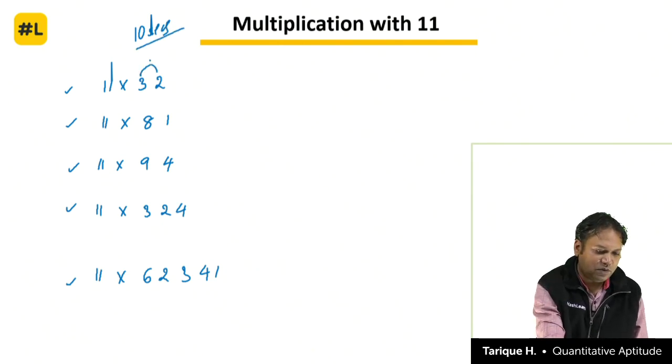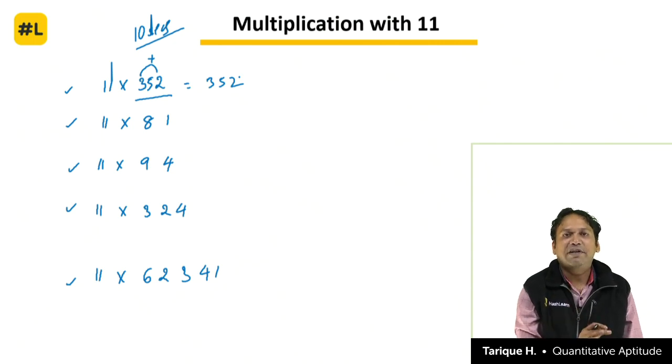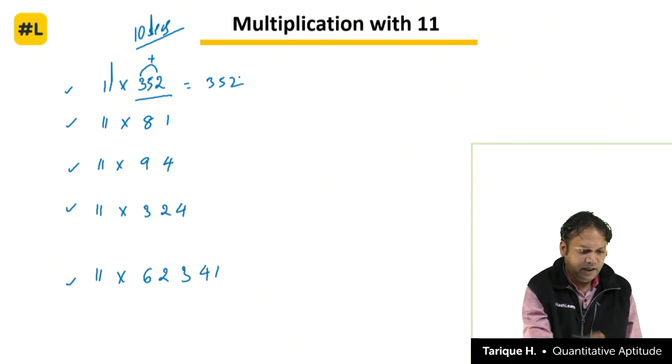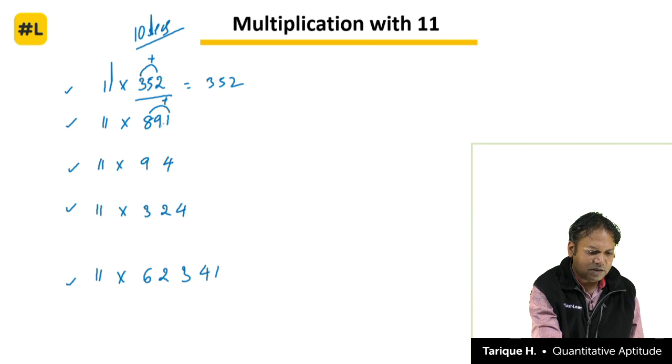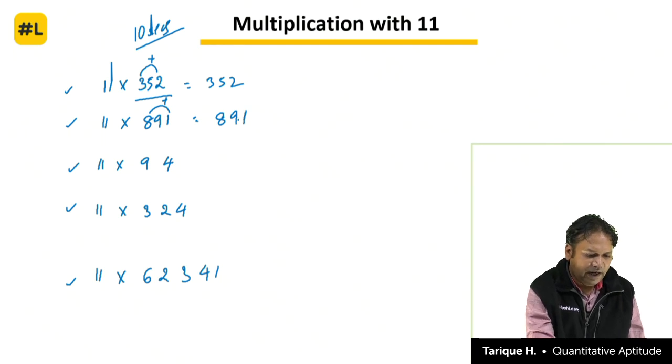You see, what is 3 plus 2? For any 2-digit number, just take this sum and put it in the center. What is the answer? 352. If you are multiplying 11 with any 2-digit number, you add the digits and put the sum at the center. 8 plus 1, 9. So what is the answer? 891. You see, it's the easiest thing. Next we have 94. So 9 plus 4 is 13. So 3 carry 1. That's 1034.